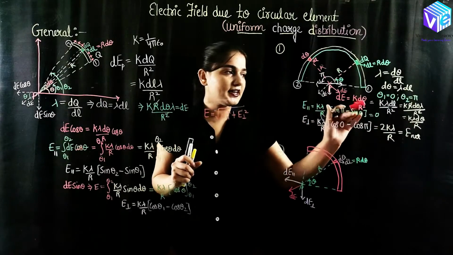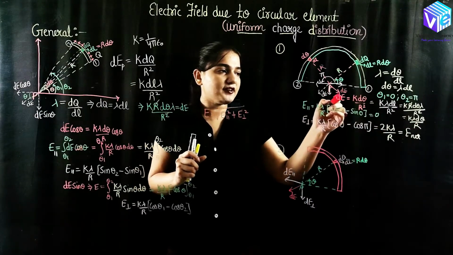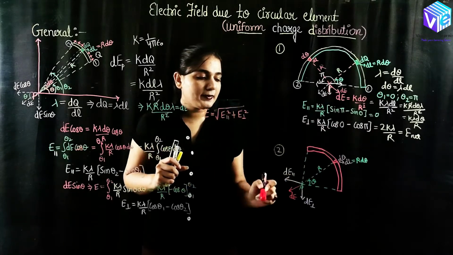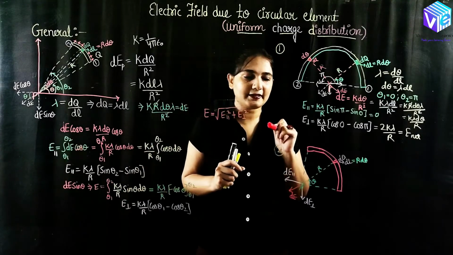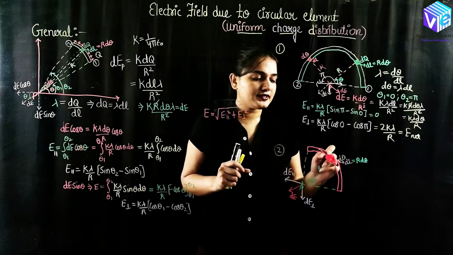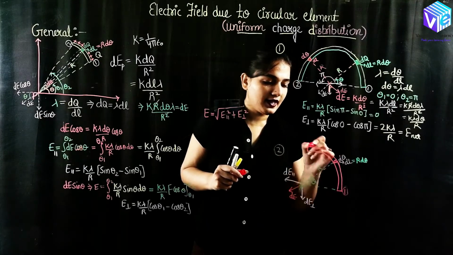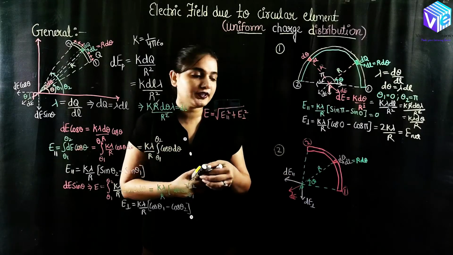Again I will not be using this formula to find out small dE. You are now very pro in this. You can find out this small electric field dE due to this small element. Now here I will be directly using the formula to find out dE perpendicular and dE parallel. Okay, so here you can see this is my small element and this is the point 1 and this is the point 2. Now I have to find out the theta.